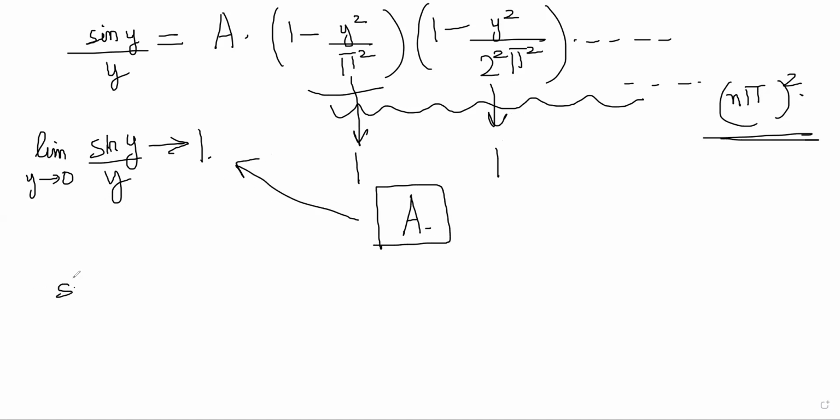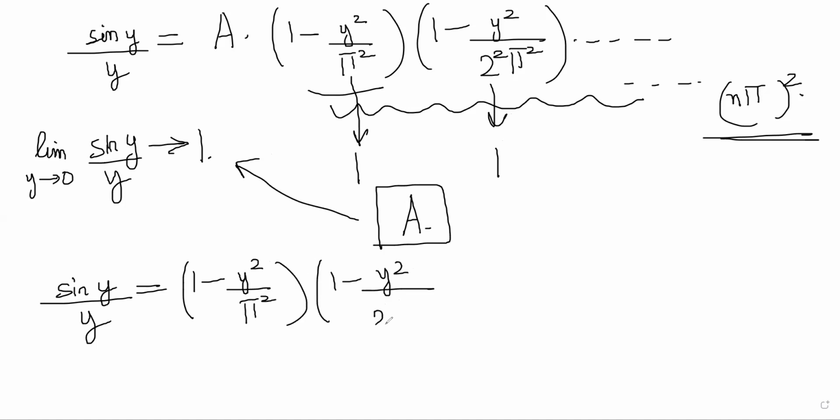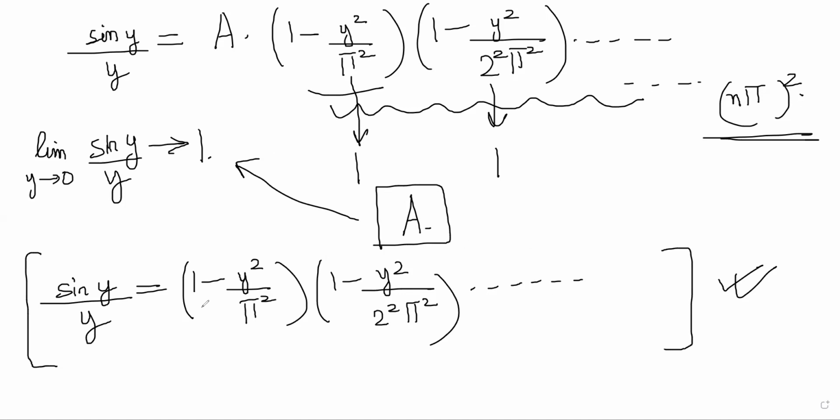So in this way, Euler concluded that sine y by y is equal to 1 minus y square by pi square, 1 minus y square by 2 square pi square, and so on, right? This infinite product. So that is your Euler's infinite product expansion for sine y. So sine y can be written as y times this. Now, this looks amazing and this looks weird. And also it has some interesting applications. So I will show you one small bonus application here.